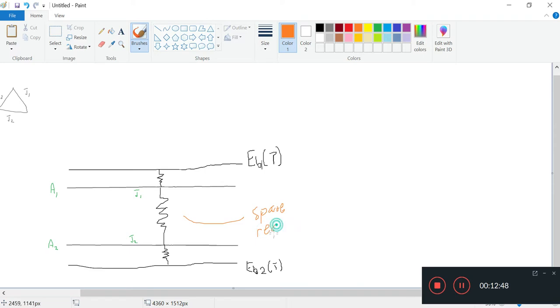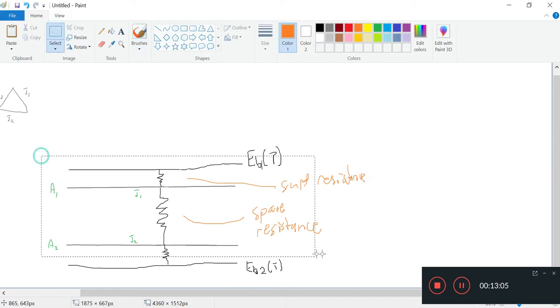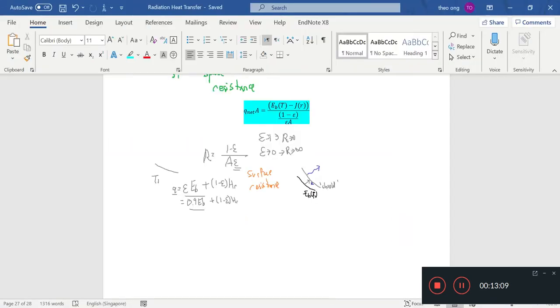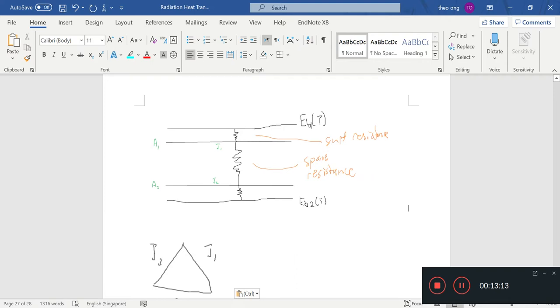Space resistance, TANC and CE, and this will be the surface resistance. Okay, so I'm just going to copy and paste all of this here, and based on this we can calculate, let's derive an expression for the heat transfer.